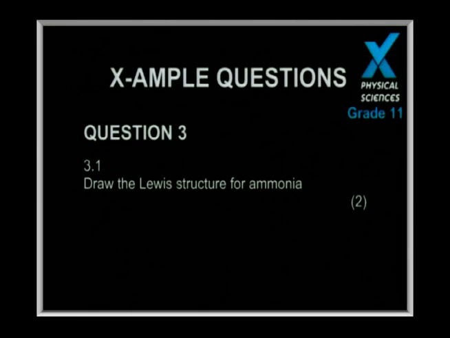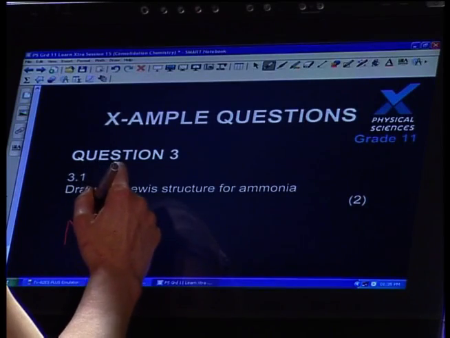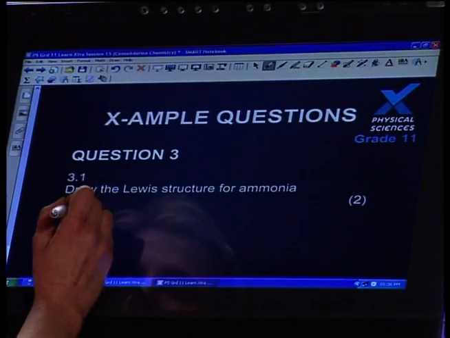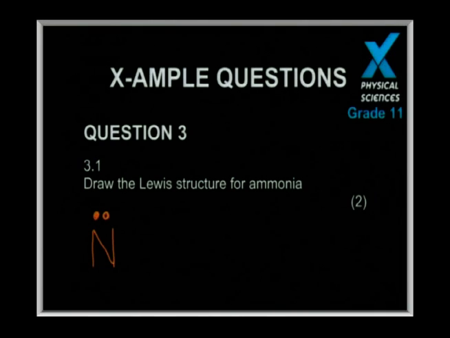And the first question asks us to draw the Lewis structure for ammonia. Now let's just quickly talk about how we draw a Lewis structure again. Remember, you indicate your valence electrons on the Lewis structure. So I'm going to start off with nitrogen. If you are unsure, you can take your periodic table, look at the atomic number, and draw the full Aufbau diagram. That's absolutely fine. For ammonia, I have got 5 valence electrons. 2 of them will be paired, and the other 3 will be on their own.